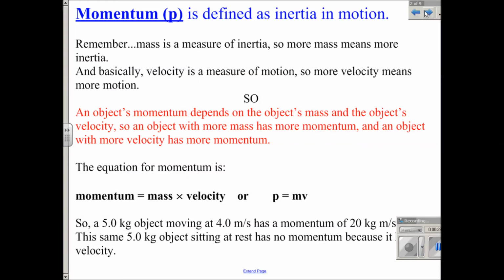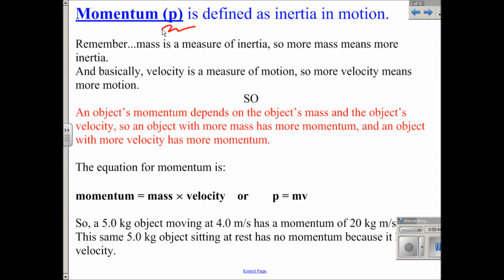Momentum. The symbol for momentum is a lowercase letter p. Why didn't they use m? Well, m is mass, right? So I think they just worked their way up the alphabet until they hit a letter that hadn't been used, and lowercase p was the next option.